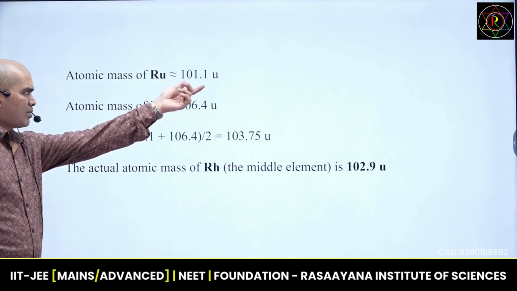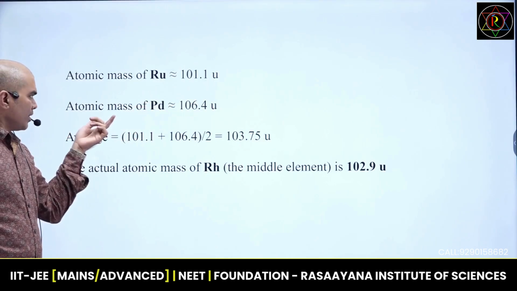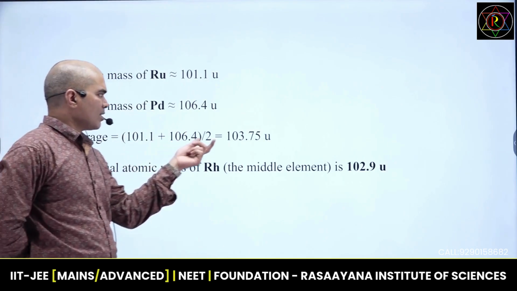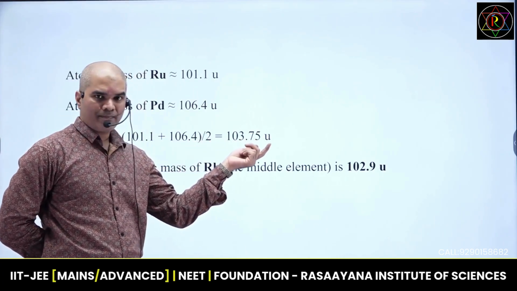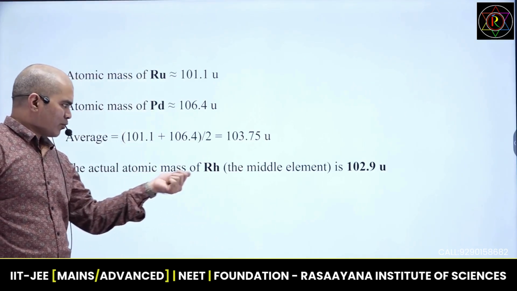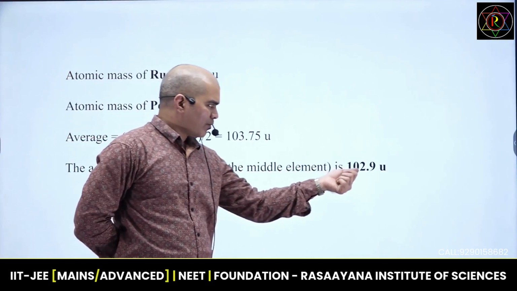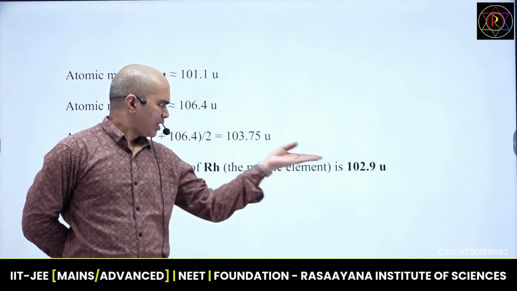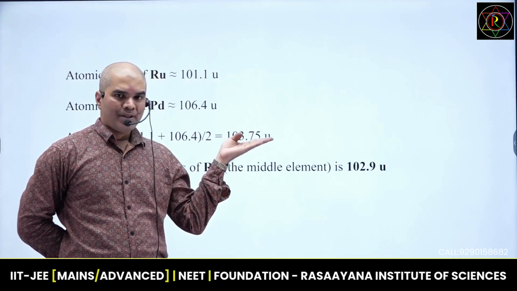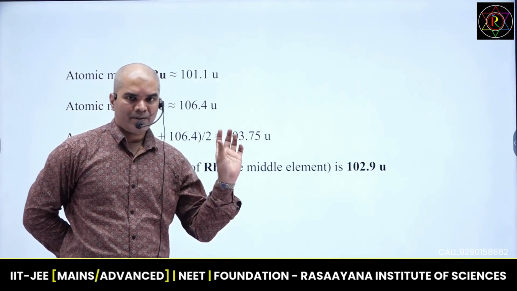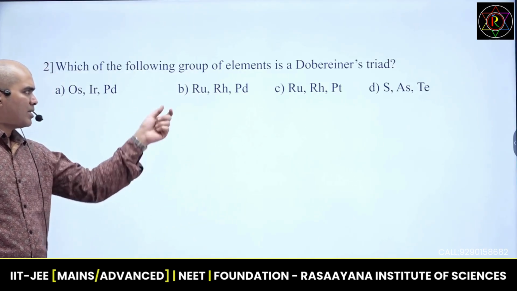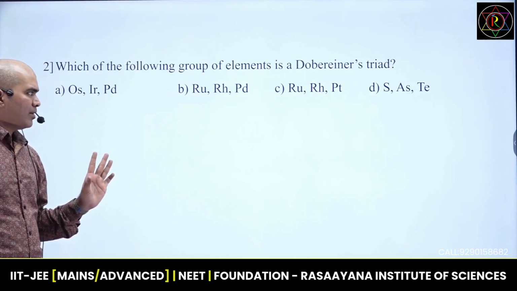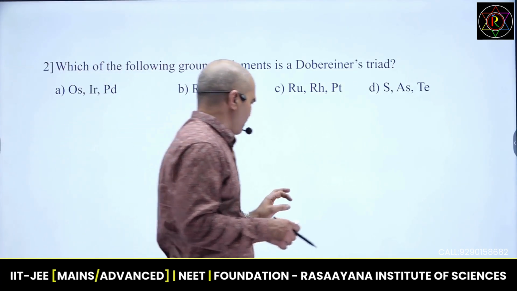Atomic mass of ruthenium is 101.1 mass units. Atomic mass of palladium is 106.4 mass units. So if I do the average, it is about 103.75 mass units. And what is the atomic mass of rhodium? It is about 103 mass units, 102.9. It is anywhere close to 103. 103 is close to 103.75. So these come under a triad. So the elements that you will be remembering are ruthenium, rhodium and palladium, which come under the law of triads.